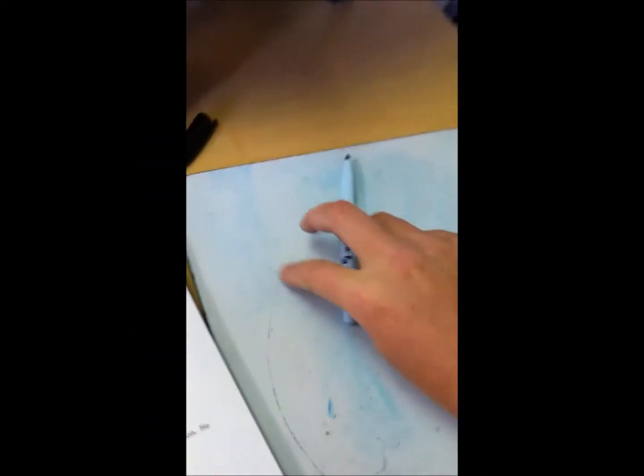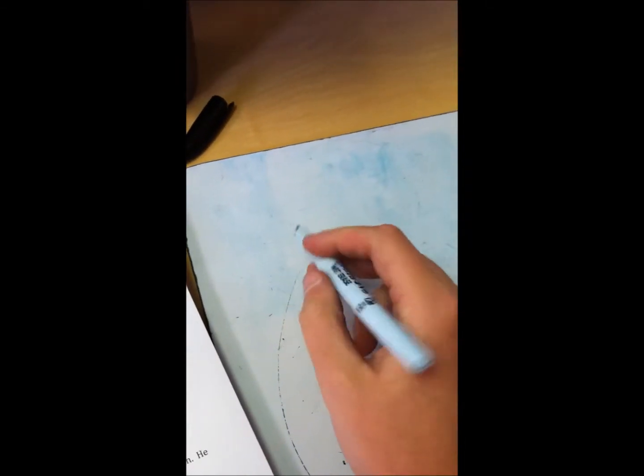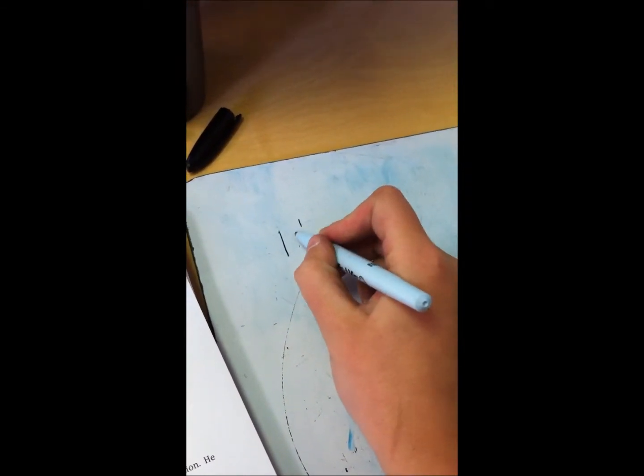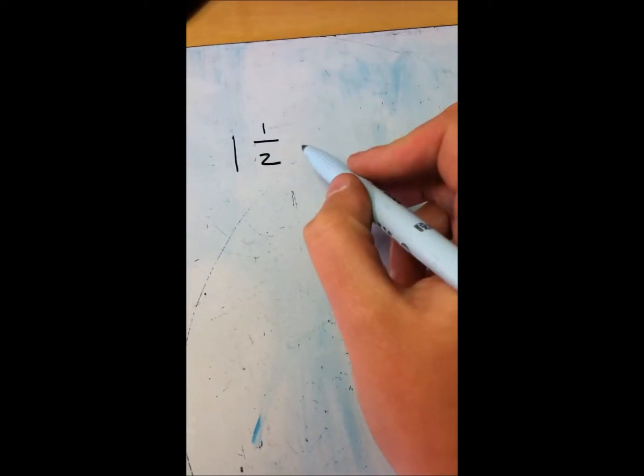So there's a few things that you need to know in order to be able to successfully divide fractions. The first thing that you definitely need to know is how to convert mixed numbers into fractions. When we talk about mixed numbers, we're talking about numbers that have a whole number and a fraction. 1 1/2 is a great example.